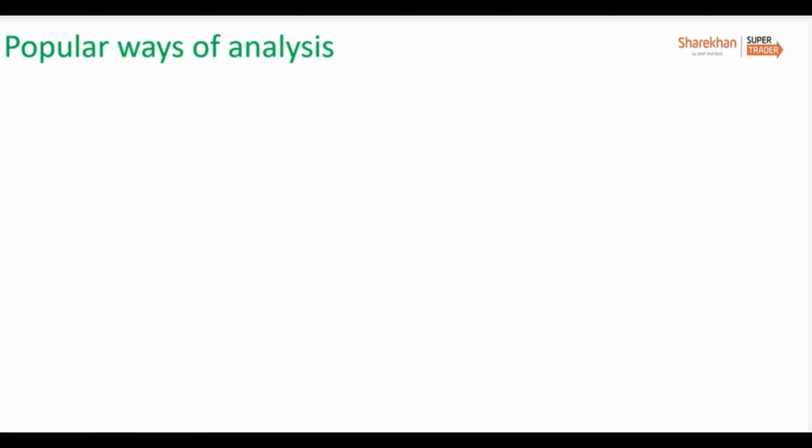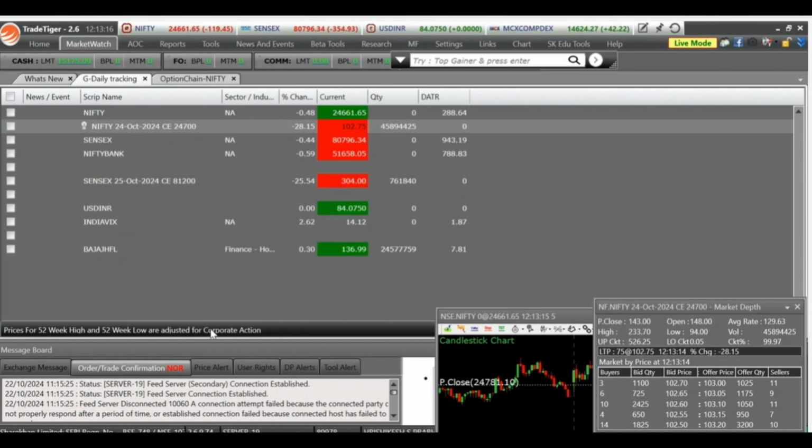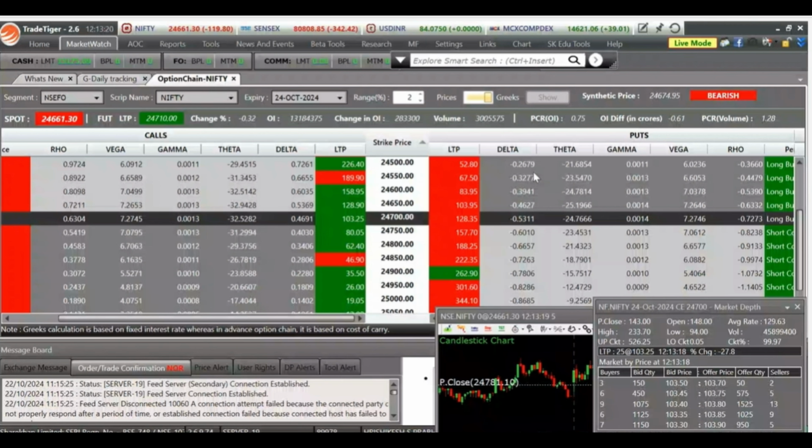First and foremost, as we say, trend is your friend. सबसे पहली चीज करनी है मार्केट का व्यू फाइंड आउट, ट्रेंड फाइंड आउट। ट्रेंड फाइंड आउट करने के लिए बेस्ट थिंग इज द PCR. So PCR फिलहाल क्या है? Let's go to the option chain now. Okay. So option chain में PCR is 0.75.